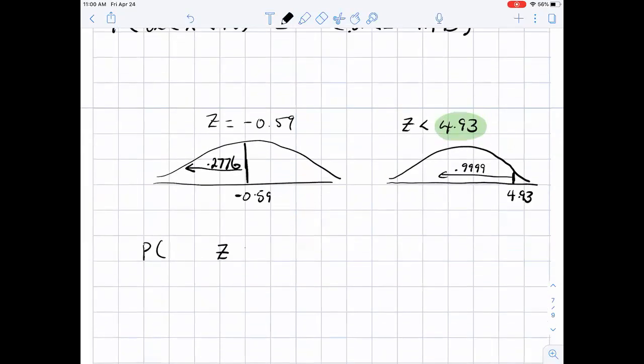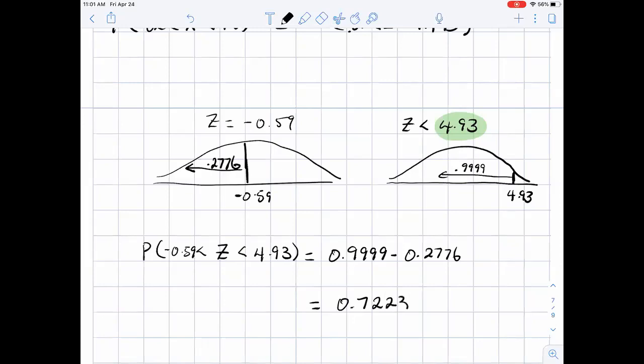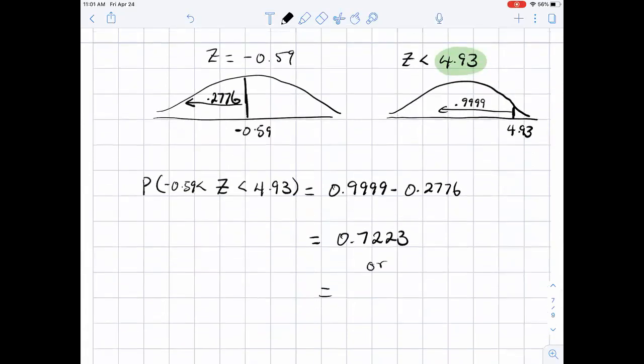So now the probability of Z less than 4.93 but greater than negative 0.59 would be 0.9999 minus 0.2776. That is 0.7223, or you can write 72.23%.